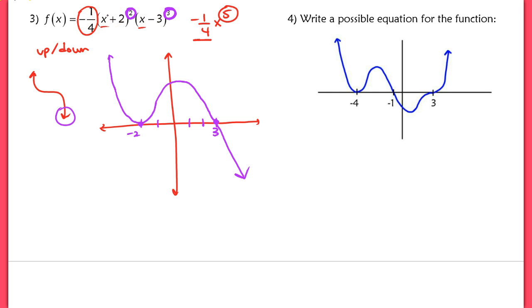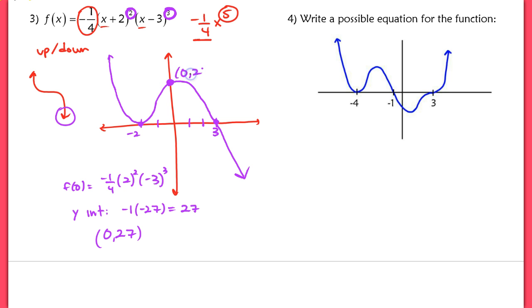Now, the last thing I have to do is find the y-intercept. Okay, so find the y-intercept here by plugging in 0 into your function. So f of 0 is going to be -1/4 times 2 squared times -3 cubed. So we get, what is this, 4 times -1/4, that's -1 times -27. So that gives us +27. All right, our y-intercept then is 0, 27. So we go ahead and graph that point. Make sure you're showing it in your sketch as well.